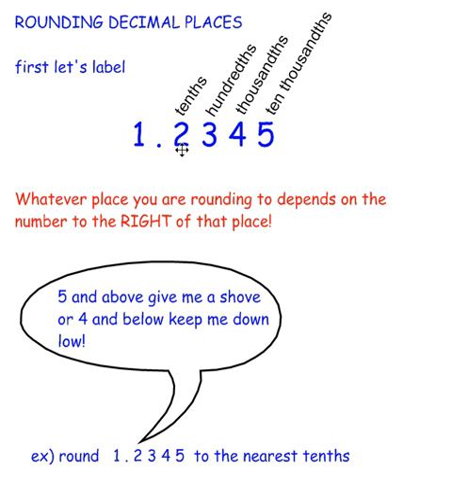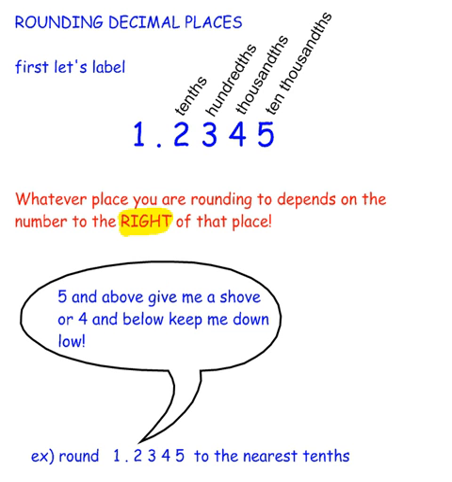So 1 place from the decimal is the tenths. 2 places from the decimal is the hundredths. 3 places from the decimal, going to the right, is the thousandths. And the 4th place, going to the right from the decimal, is the 10 thousandths. Now it goes on and on, but we're going to stop right here. So whatever place you're rounding to depends on the number to the right of that place.